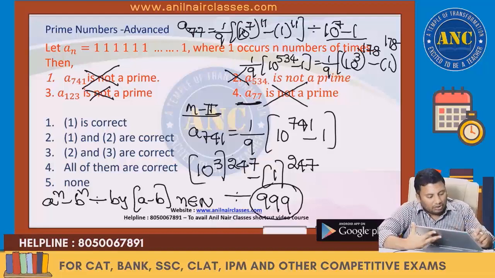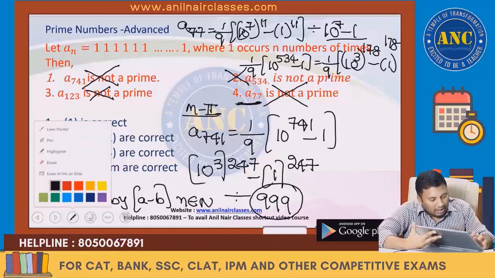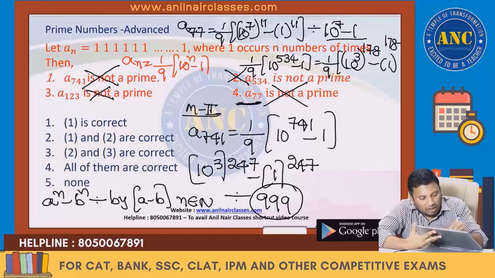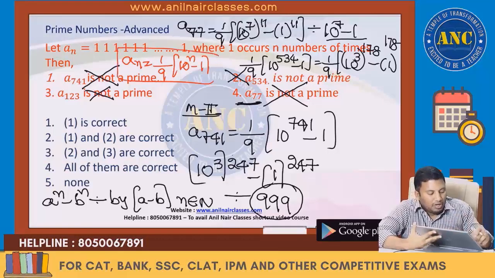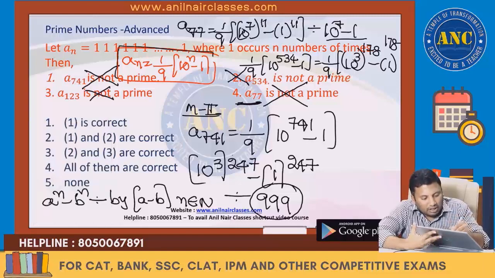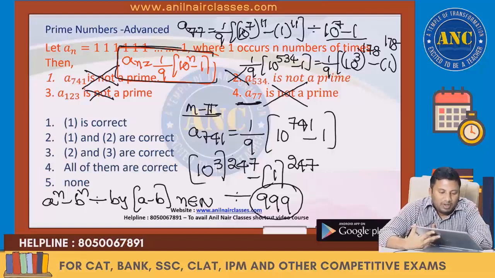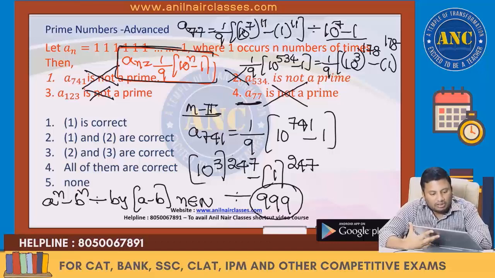Please write down this important key point. An is nothing but 1 by 9 into 10 power n minus 1. I hope this concept is clear. First one out, second one out, third one out.